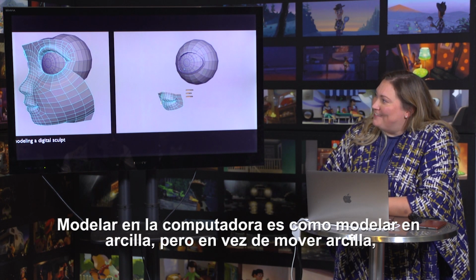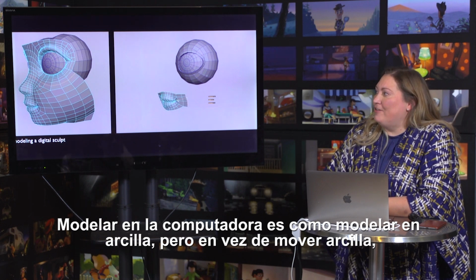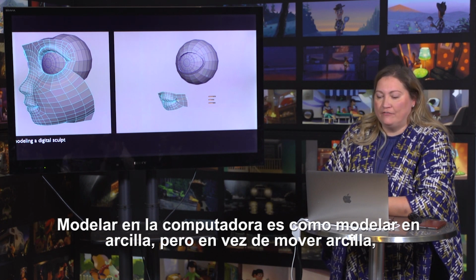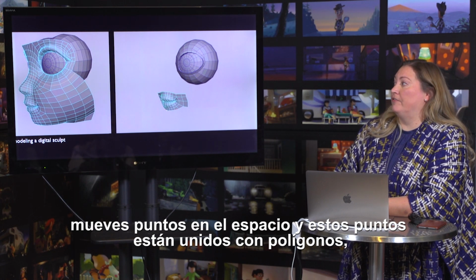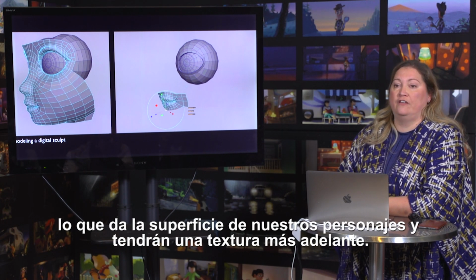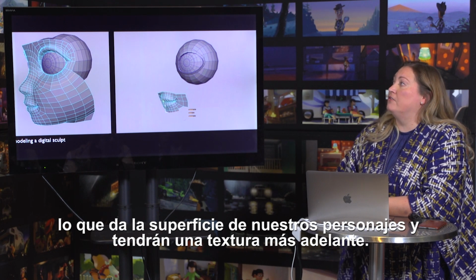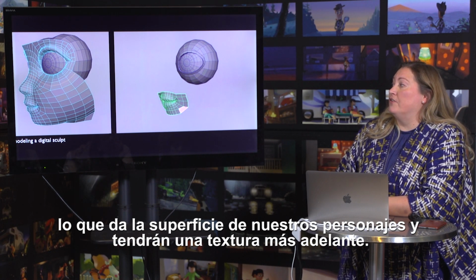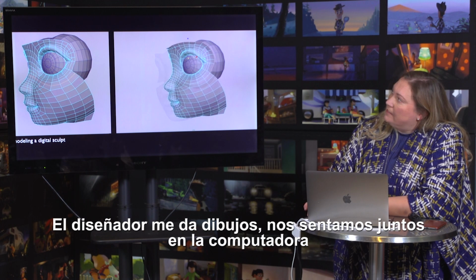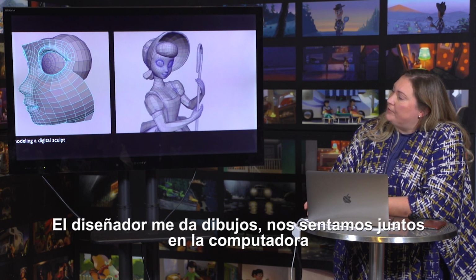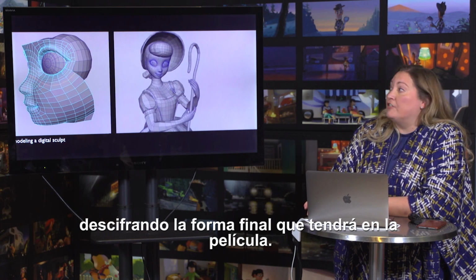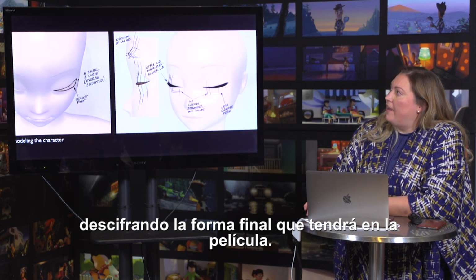Modeling on the computer, it's like modeling in clay, but instead of moving clay around, I'm moving points in space. And these points are connected with, we call it polygons, which gives the surface to our characters, and the surface will be textured by it. The designer gives me drawovers, so we are sitting together on the computer and figuring out what kind of shapes she actually will have in a movie.